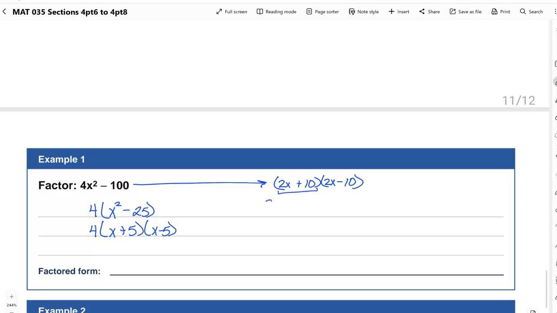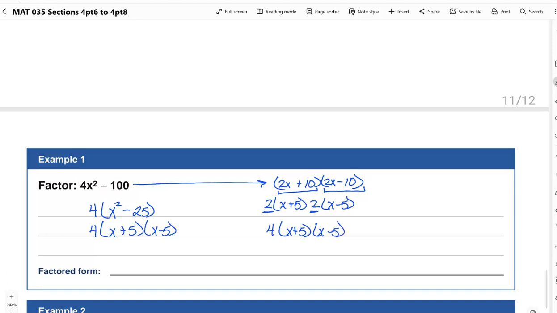These two, I could pull a 2 out, leaving us with x plus 5. And then these two, I could pull a 2 out, leaving us with x minus 5. And then I have a 2 times 2, which is a 4. So I have 4 times x plus 5 times x minus 5. Either way will get us to the same answer.